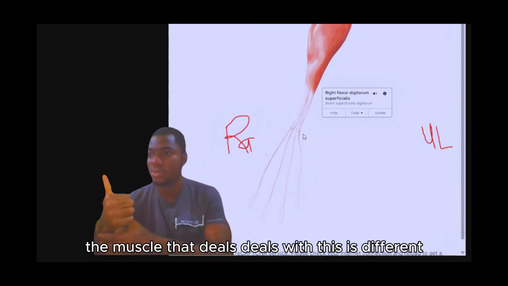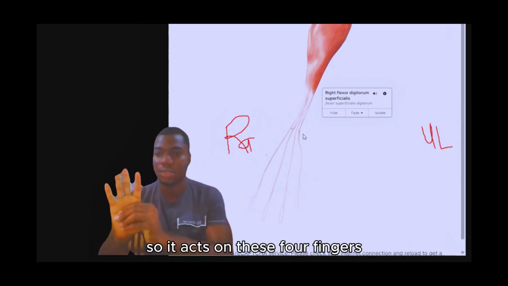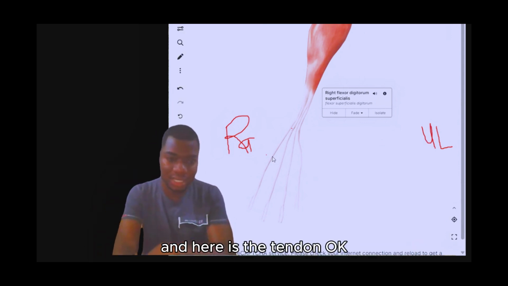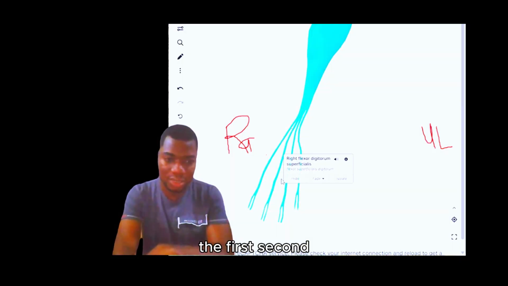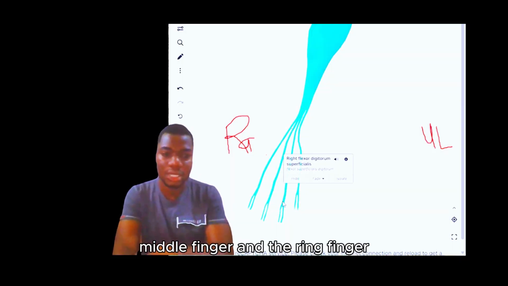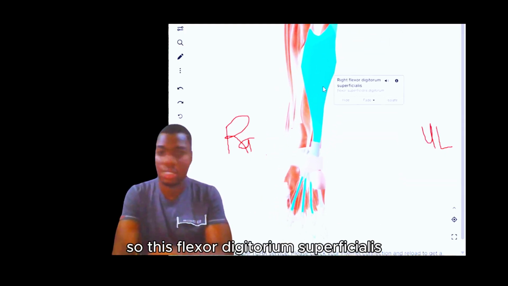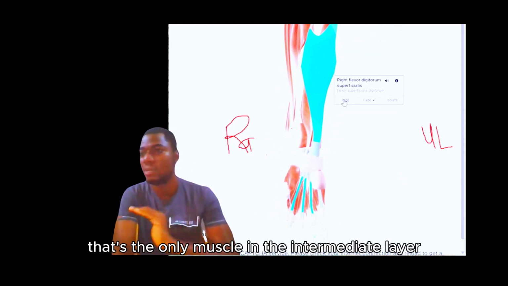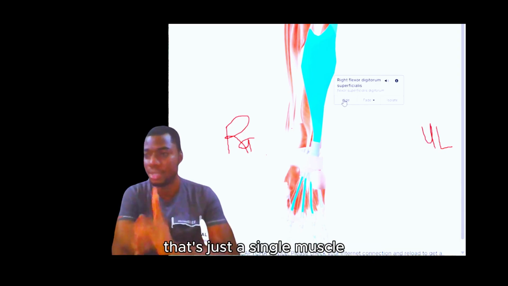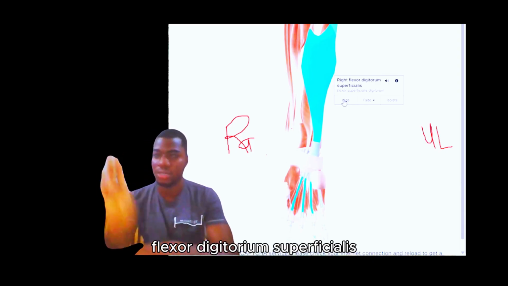The muscle that deals with the thumb is different. So it acts on these 4 fingers. And here is the tendon. Okay, the first, second, third, fourth. This is for the index finger, middle finger, ring finger, and the little finger. So this is flexor digitorum superficialis. That's the only muscle in the intermediate layer. That's just a single muscle, flexor digitorum superficialis.